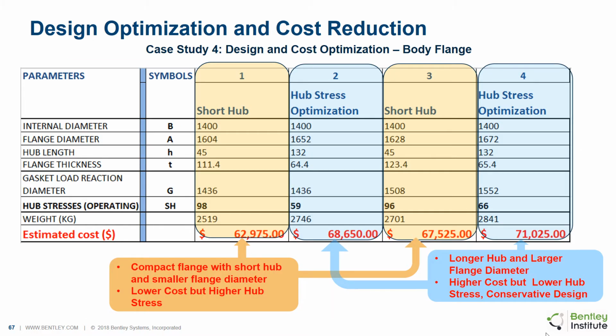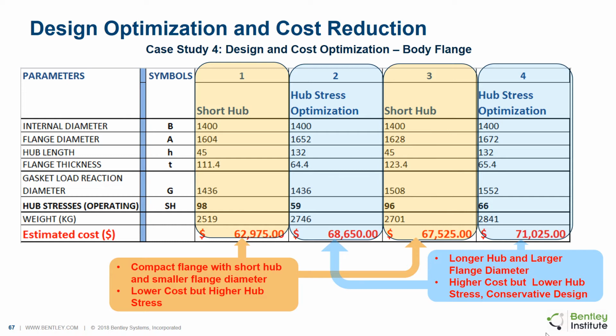Shown above are the results from a case study on the design of a body flange using the hub stress and gasket circle reaction based 4 optimization methods available in AutoPIPE Vessel. In summary, one can easily observe how much difference in cost each of the methods can result in. Options 2 and 4, which are the higher cost options, lead to a much safer and more conservative design with significantly reduced hub stress but with 40 to 55% cost increase.